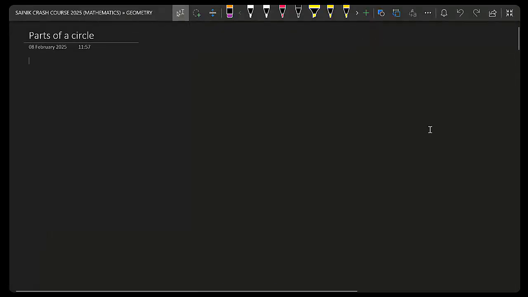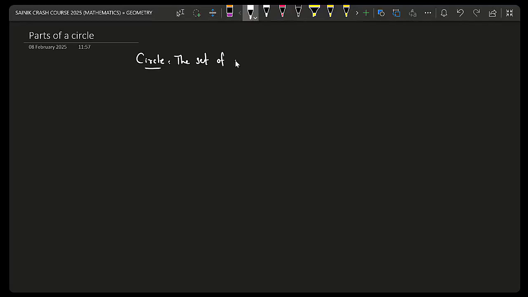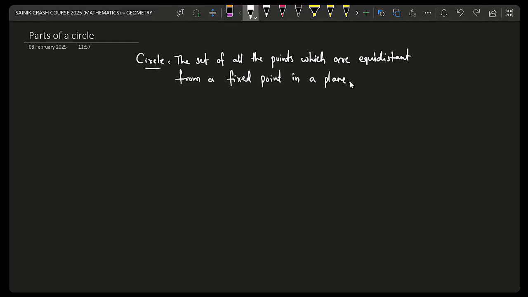Okay. So first let us try to define what is circle. So what is circle? Circle means it is the set of all the points which are equidistant from a fixed point in a plane. So that set of points is called circle.